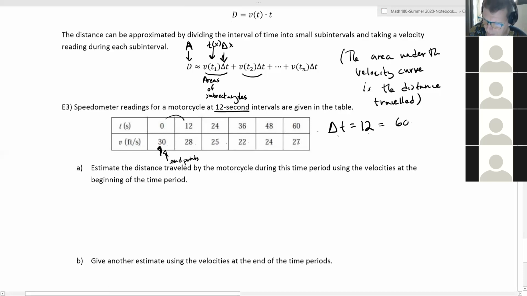So it's 60 minus 0 divided by 5, okay? Because here's one interval, here's two intervals, 3 intervals, 4 intervals, 5 intervals. So we have 5 intervals, and 6 endpoints. All right, so let's estimate the distance traveled by the motorcycle during the time period using the velocities at the beginning of the time period. Those are like our left endpoints.